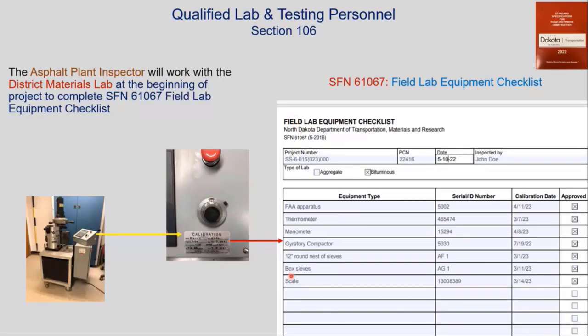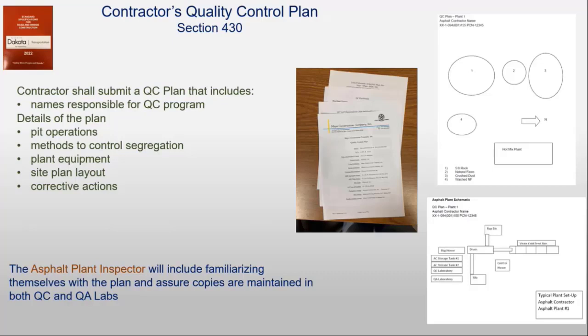And this is another very important form that we should be filling out. The inspector can work with the district materials lab to go through both labs and get all the certifications for this equipment and make sure we list it. Make sure it's all listed and everything is certified. That's very important.